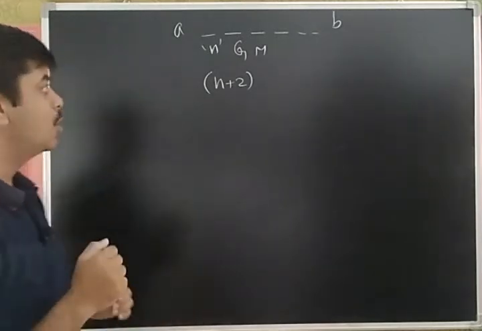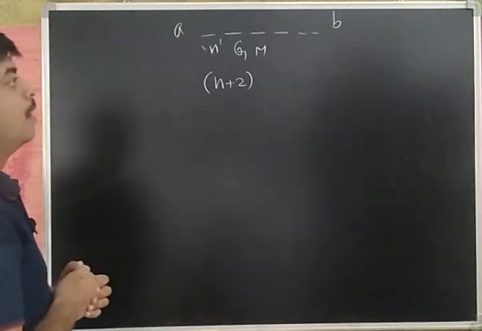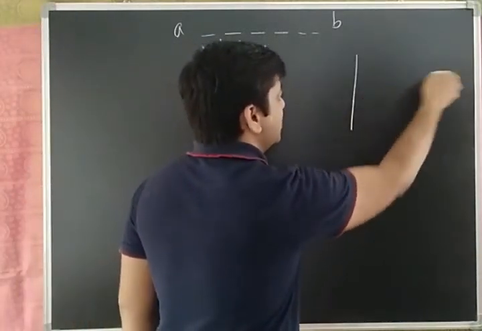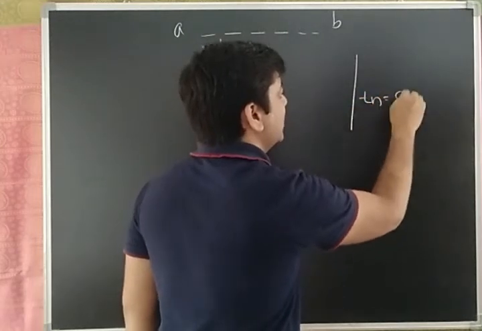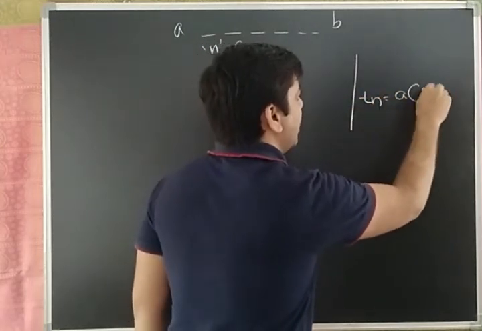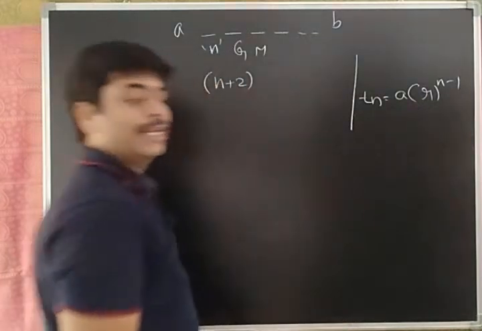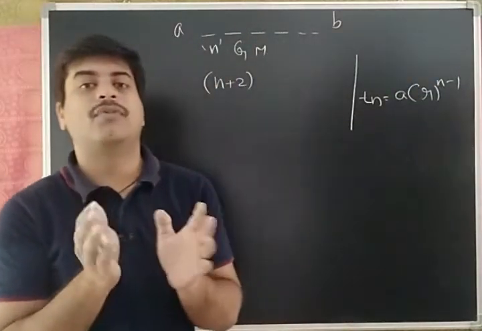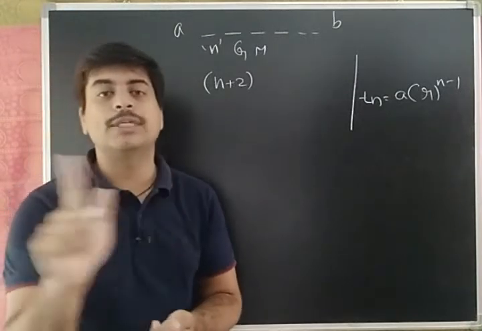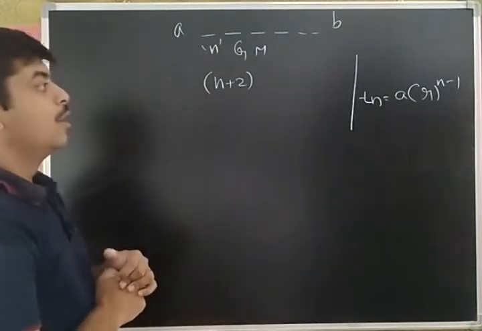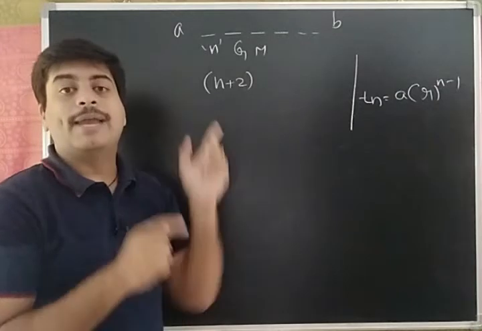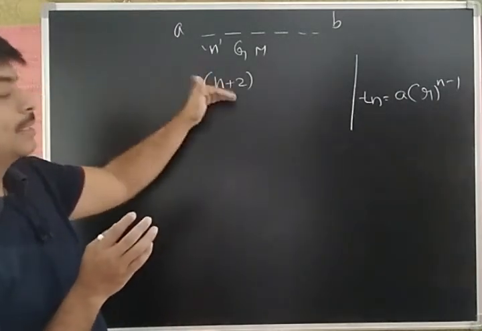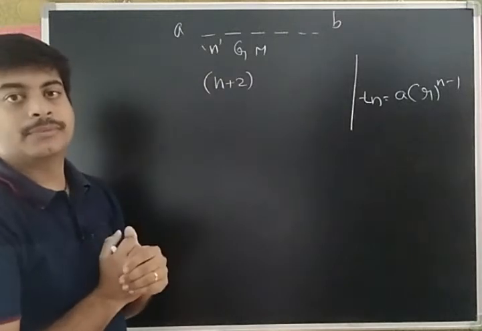If you remember, in geometric progression, the last element, that is the nth term, is A into R power n minus 1, where n represents the total number of terms. What about here? What is n here? n is now n plus 2. Don't confuse that n and this n. The total number of elements is n plus 2.